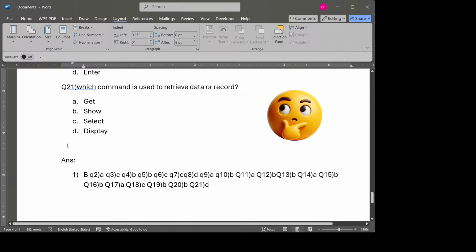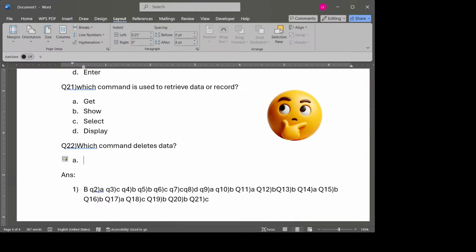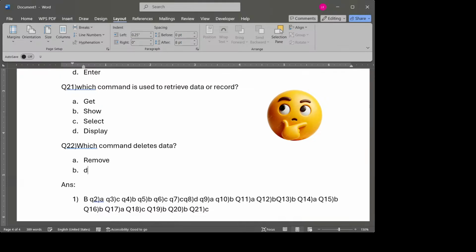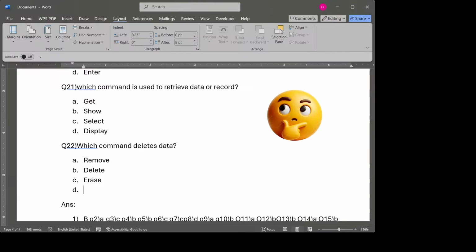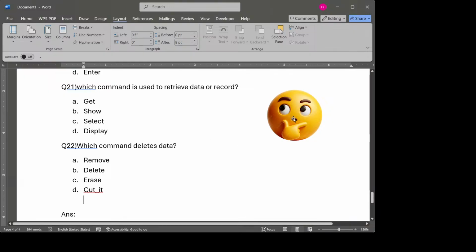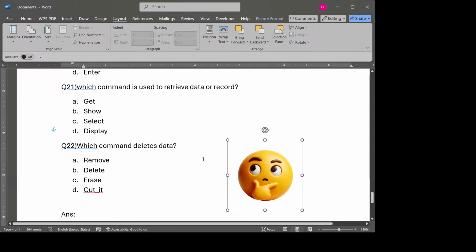Now going to write a few more questions here. 22. Next is there. Which command deletes data? So first is here remove. Next is here delete. Next is here erase. Next is here cut it. Okay, tell me the answer of this question. 22.